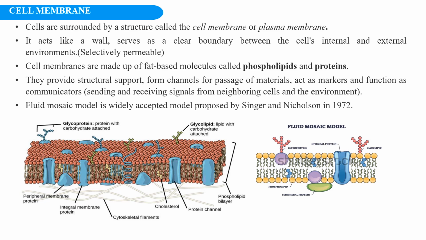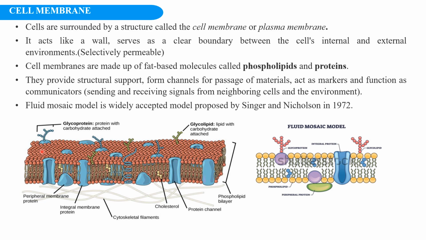Coming to cell membrane. So cell membrane gives a structure and framework for a cell. This cell membrane is also called plasma membrane, and it acts like a wall and serves as a clear boundary between the cell's internal and external environment. And the main feature of this cell membrane is it is selectively permeable. It doesn't allow every substance into the cell. It only allows based on the availability of a cell. So it is said to be selectively permeable.